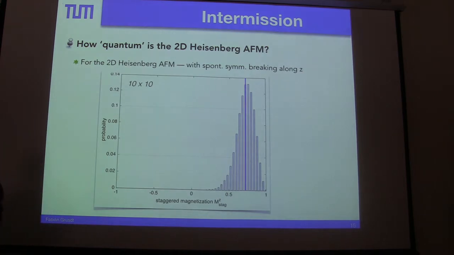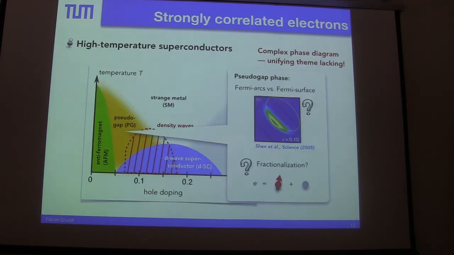And in this sense, I would argue that this ground state of the 2D Heisenberg antiferromagnet is actually a fairly classical state, okay? Quantum fluctuations do play a role, but it's not completely bad to think of it as a Néel state with some noise on it. Okay, so let's move on in this phase diagram.